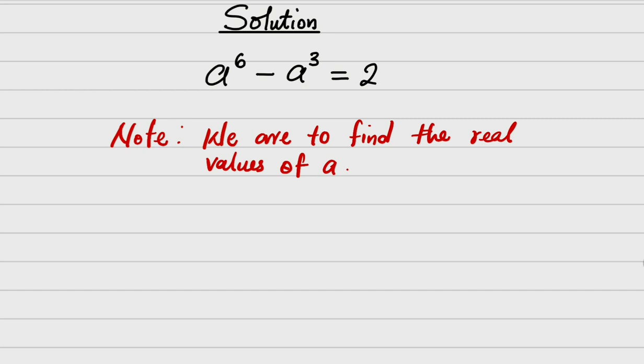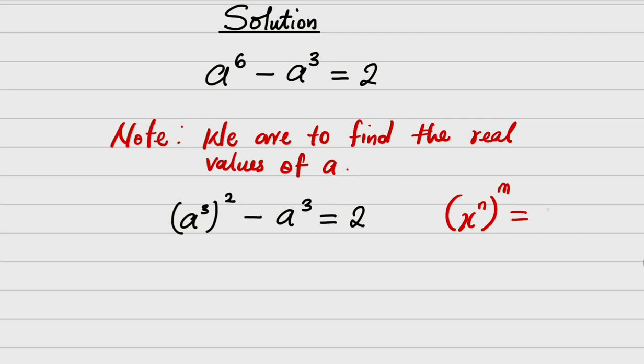Now to solve this question, we will write a raised to power 6 as a raised to power 3, all raised to power 2, minus a raised to power 3, is equal to 2. Why we did this is because we know for sure that in indices, if I have x raised to power n, raised to power m, then this can be written as x raised to power n times m, and this goes both ways, so we can use what we want, and we've done that.